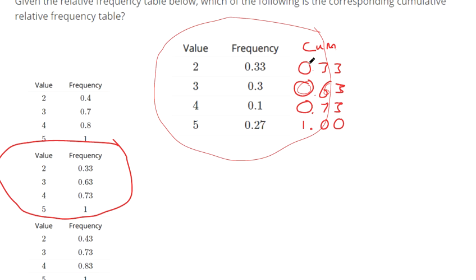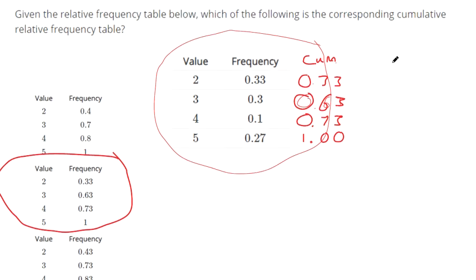A cumulative relative frequency table is like telling you, okay, you got 33% after value 2. And then if you include value 3, then that makes 63%. Keeps adding up until you reach that 100%.